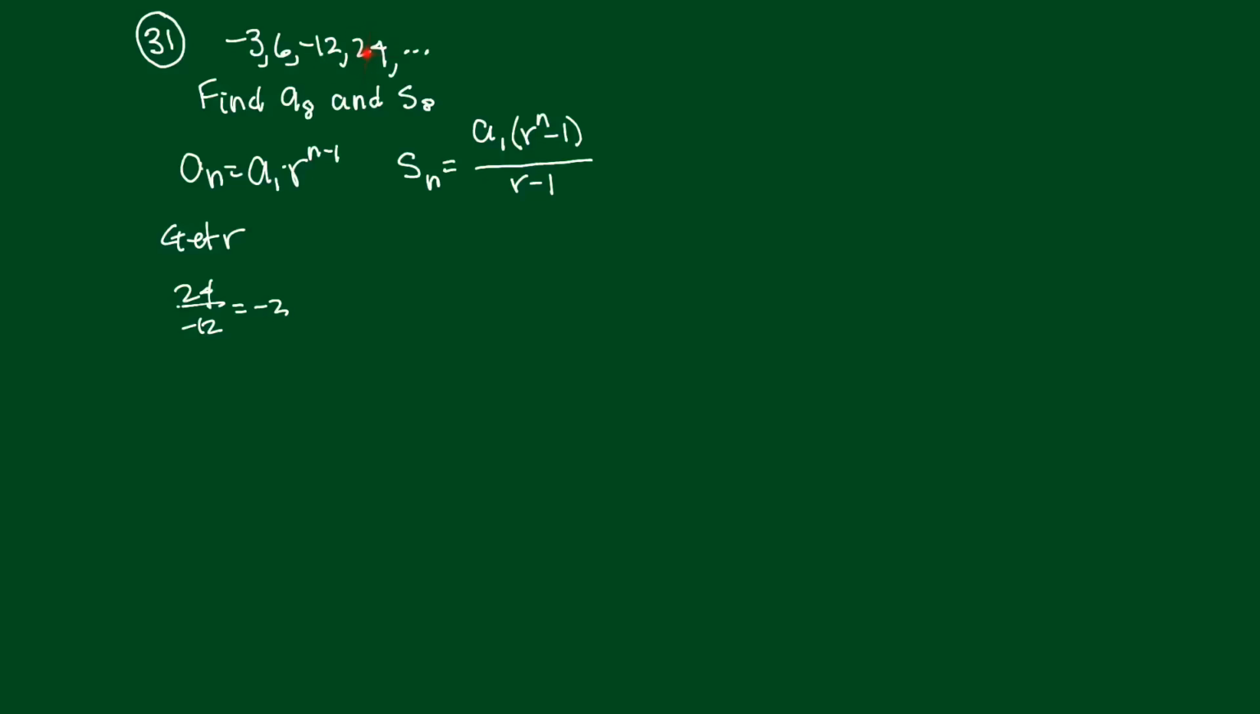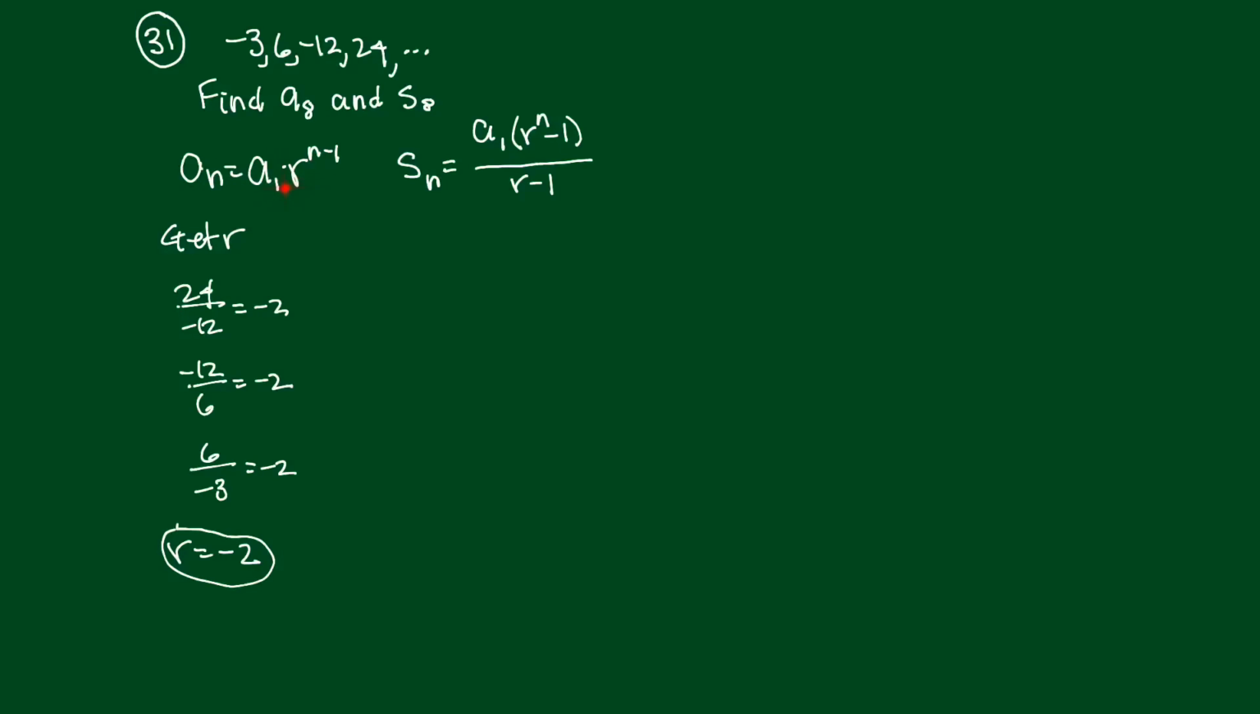I did this right divided by that left. Now take this right divided by that left. So -12 divided by 6, -2. Looks good. And then take that right, divide by that left. So 6 divided by -3 is -2. So I'm pretty confident now that r is equal to -2.